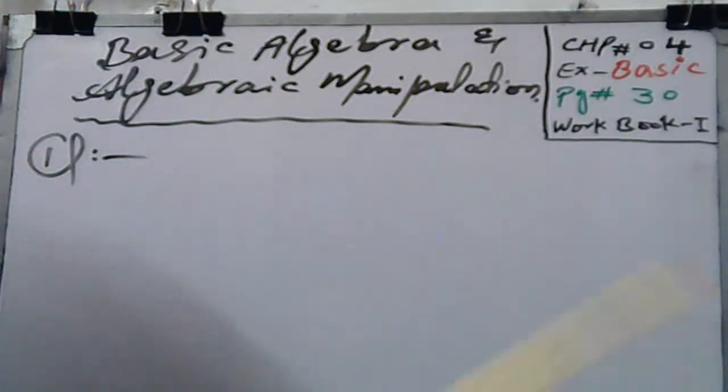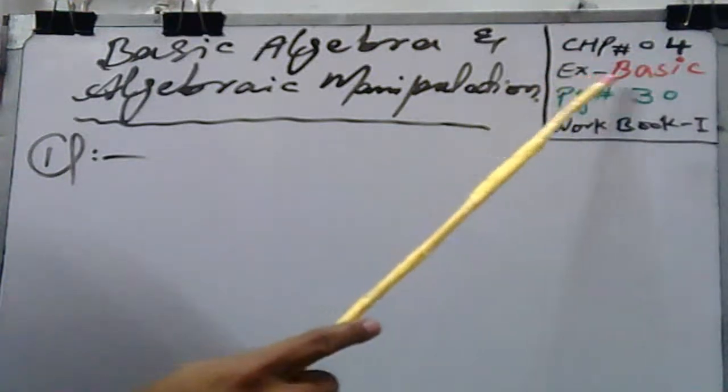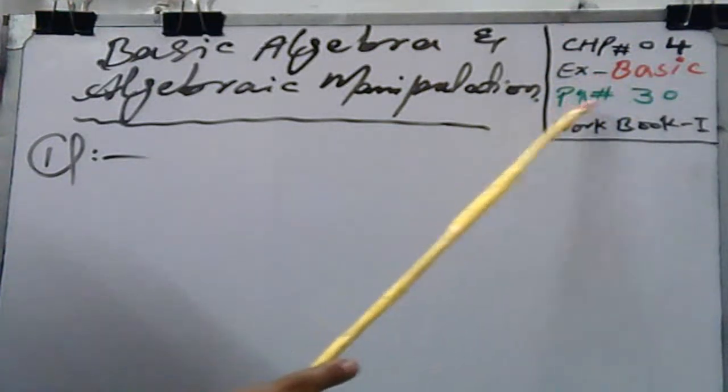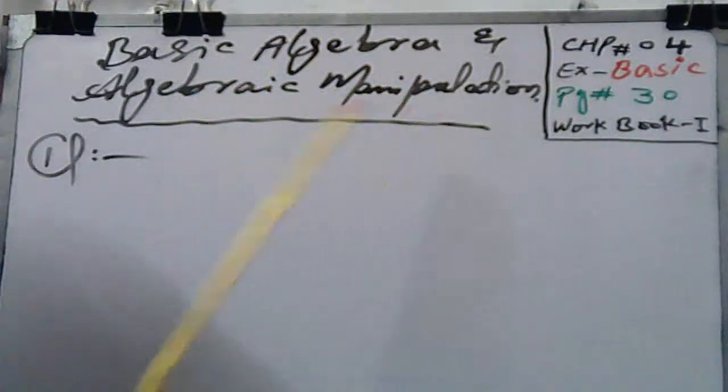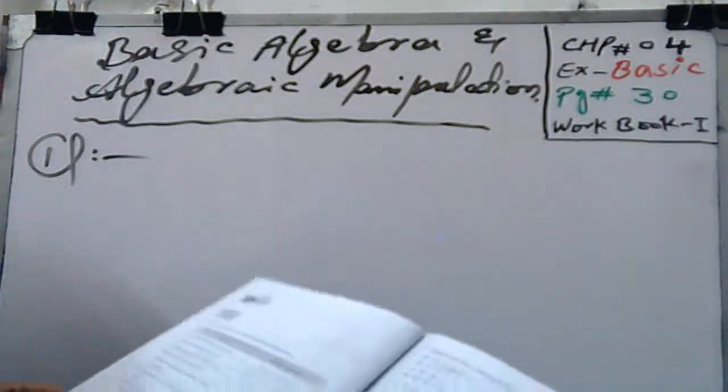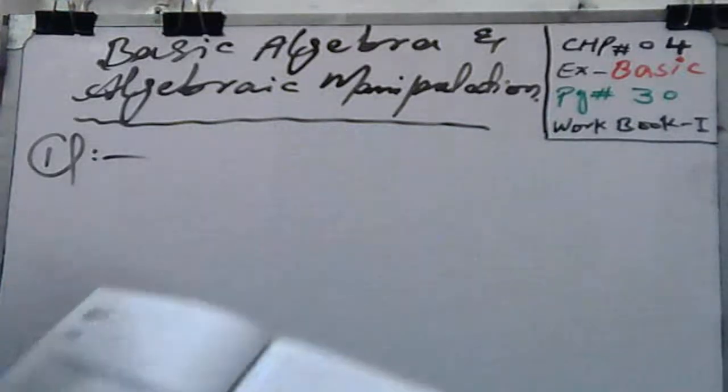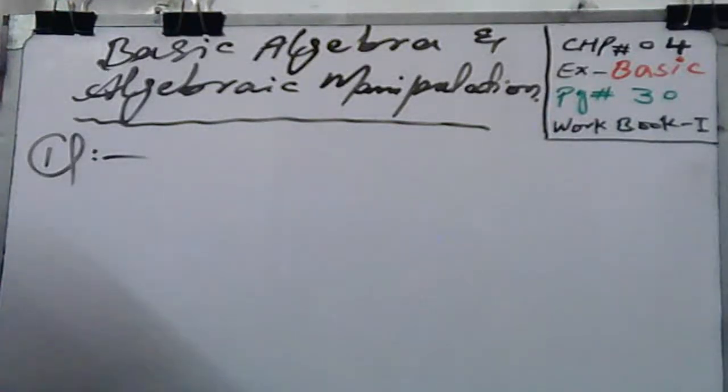Today we will discuss chapter number 04, exercise basic, which exists on page number 30, workbook number 1, basic algebra and algebraic manipulation. Question number 1. You can see in your workbook, on page number 30, write down the algebraic expression. How can we write it? Read the statement and you can write.